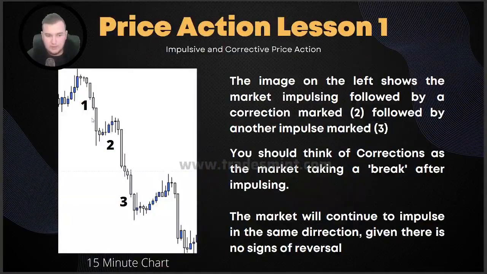You can see number one, we have an impulse. Number two is the correction, then an impulse and a correction. The image on the left shows the market impulsing, followed by a correction mark 2, followed by another impulse mark 3. So this is why I want you guys to know the basics of impulse and corrective, because it happens on a daily basis. So if we can get these on a daily basis, we can catch relatively good trades that move a lot in a short period of time.